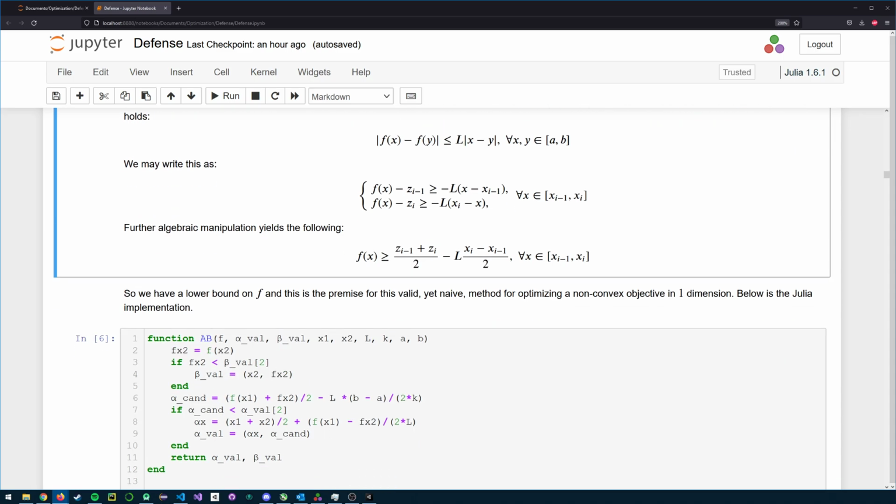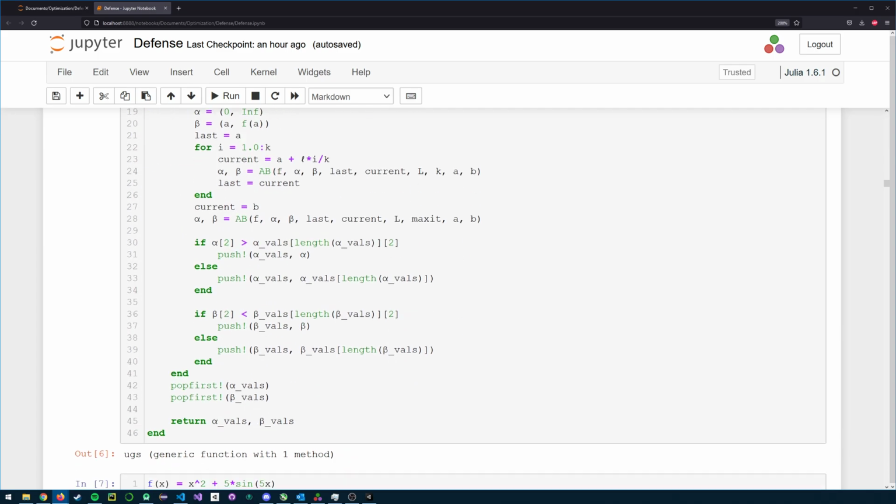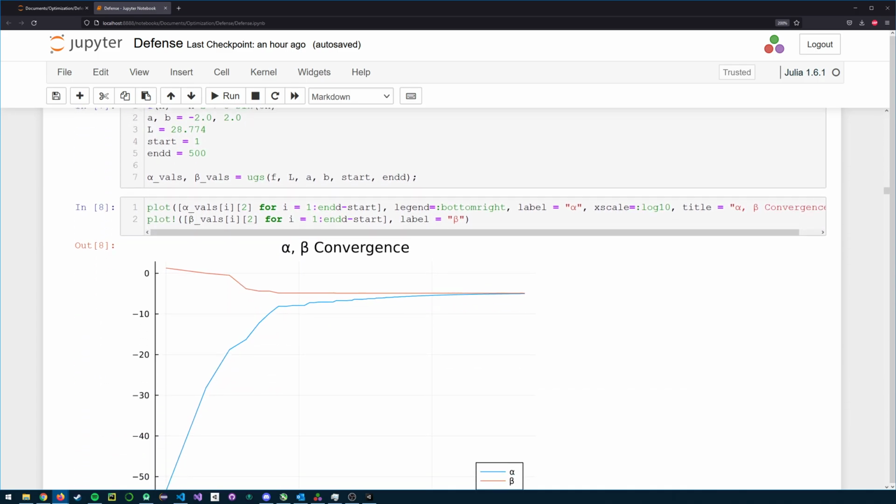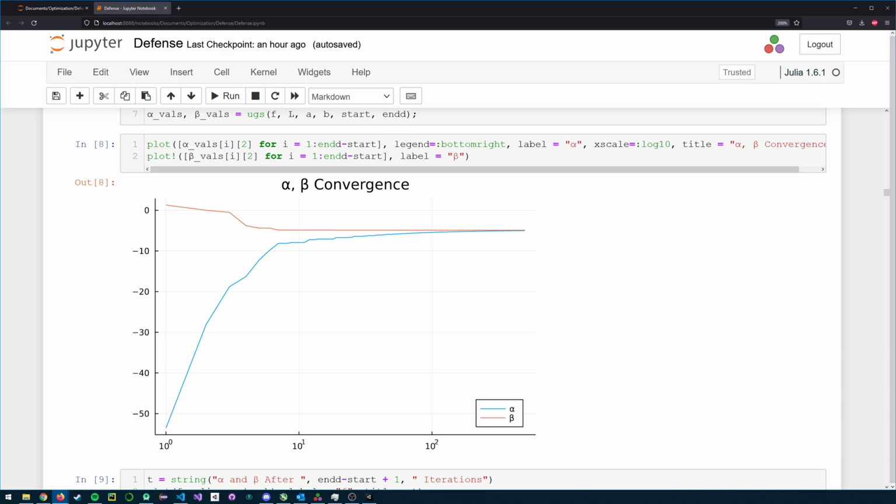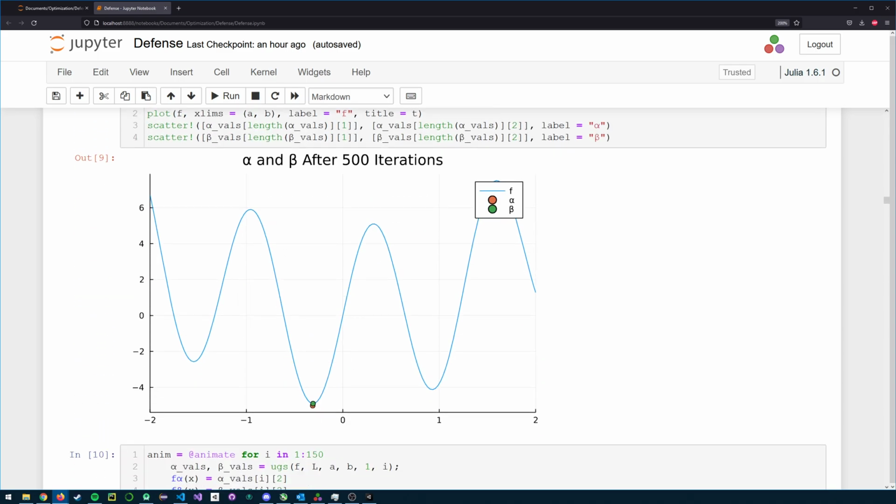So here's the Julia code, which is going to run this method. So we're going to partition this interval a bunch of times, evaluate the function there, and this lower bound is going to converge to the optimal value quite slowly, especially as we get closer. So our lower bound is the blue, and the upper bound is the orange. And that gives us this solution right here, which is correct, right there.